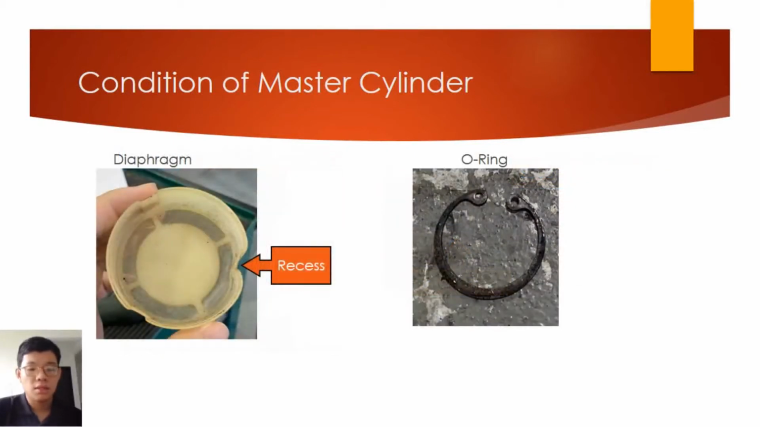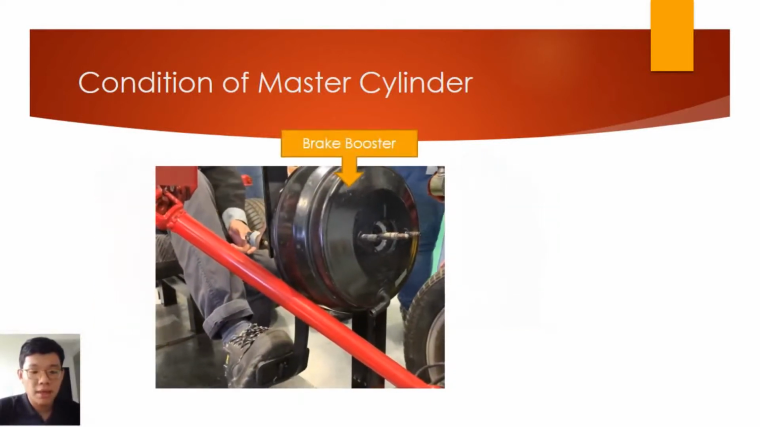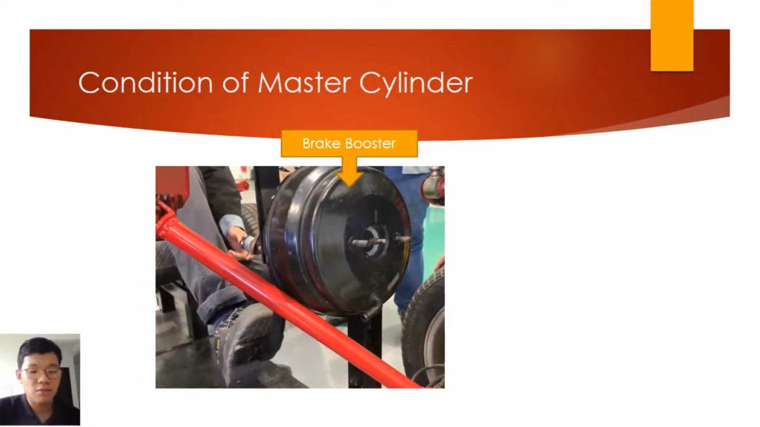Next is the diaphragm. One of the sides of the diaphragm is already recessed. Next is the O-ring. The O-ring is still reliable to use. Next is the brake booster. The brake booster can still function, as the video shows.